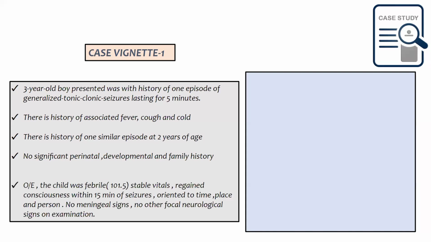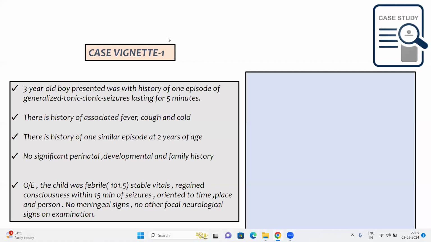On examination, the child was febrile. The fever was 101.5. Vitals were stable, and he regained complete consciousness within 15 minutes of the seizure, and is oriented to time, place, and person. No meningeal signs, and no other focal neurological signs. So, what does it look like? Does it look like a typical febrile seizure or an atypical febrile seizure? Anybody? We can put your answers in the chat.